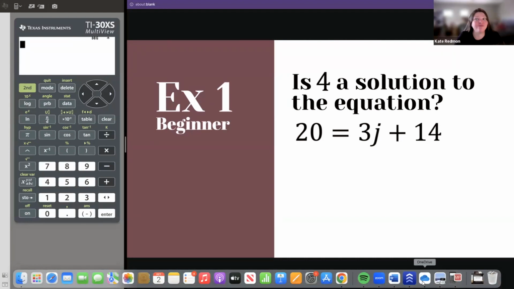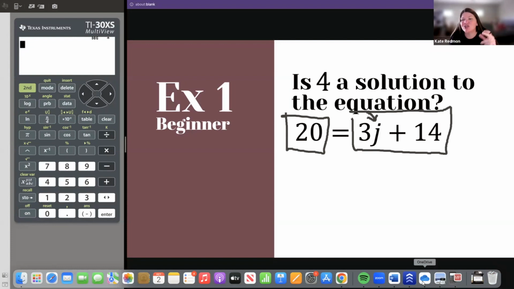Somebody else tried it for me. What I'm doing here is checking their work. Remember what a solution does. A solution is a value for the variable. So it's what j would have to be in order to make the statement true. J is what you'd have to multiply by 3 and add 14 to in order to get 20.